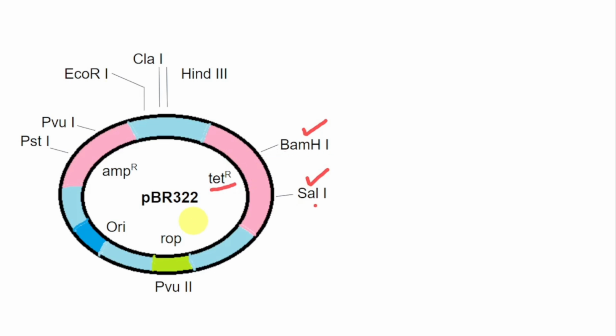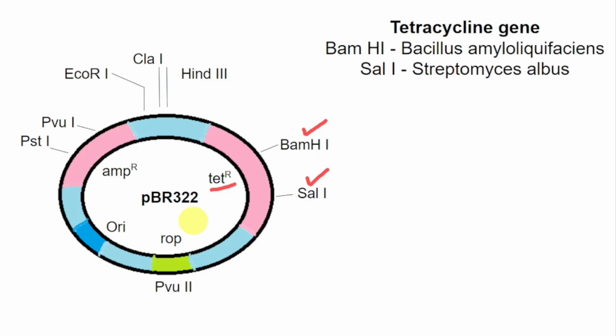So BamHI and SalI. In order to remember these names, Bam stands for Bacillus amyloliquefaciens and Sal is Streptomyces albus. This is just additional information. If you don't want to read it, don't, because you shouldn't overload. But I personally feel that I should know the names of these enzymes, because then it is very easy for me to abbreviate and remember the abbreviations. So in this case, you won't get confused.